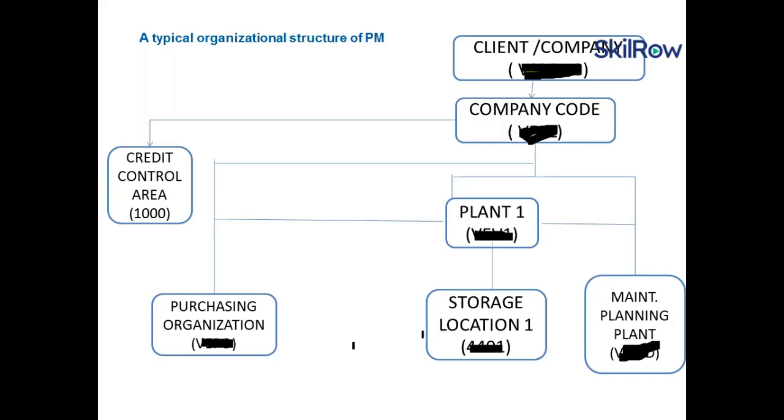Credit control area 1000. 1000 you write, no problem. 1000 is not an issue. Other things you don't write. Inside the bracket, you write plant 1, like that you write. But don't write. Just keep the bracket open. Don't write anything inside the bracket. I marked it in black, no? So don't write that. Okay.